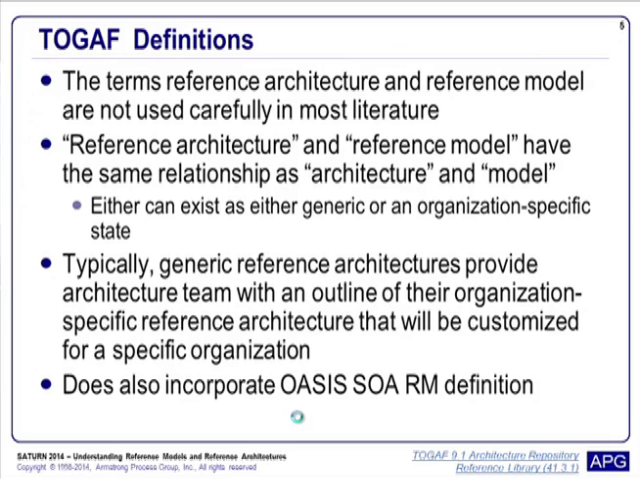And so the case that TOGAF makes is that a reference architecture and a reference model are similar conceptually between an architecture and model. But I'm not sure I know what that means, because of course we build models of architectures. It goes on to say that they can be either generic or organization specific. But I think the second to last bullet does talk about the idea that a generic reference architecture should give you a starting point and an outline of what things might be appropriate when you're trying to put together what's called an organization specific architecture.